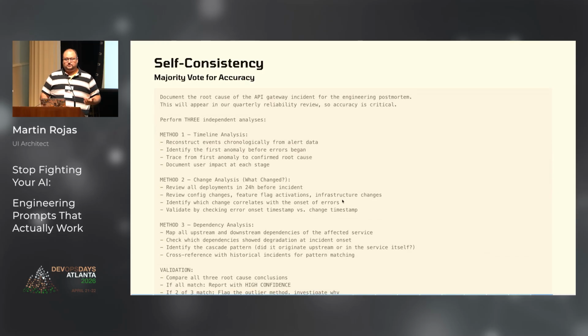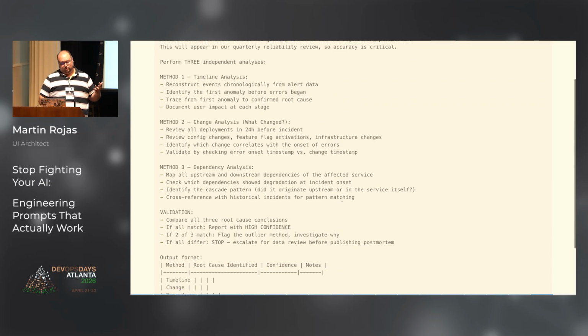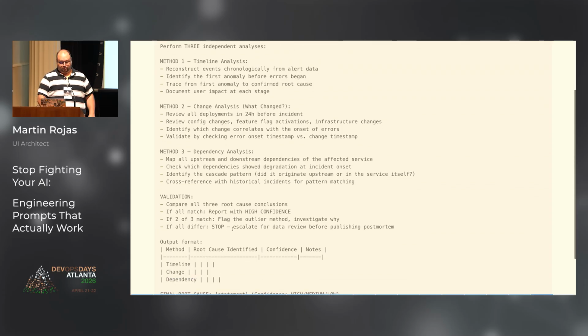Next one is self-consistency. This is when you need that response to be accurate, right? To prevent hallucinations. That is the most important thing when you write a prompt, right? Like you may look at the API gateway incident. In a way it's a little bit of tree of thought, but you run multiple analyses and then you compare the conclusions, right? This is that validation step that we mentioned earlier, right?